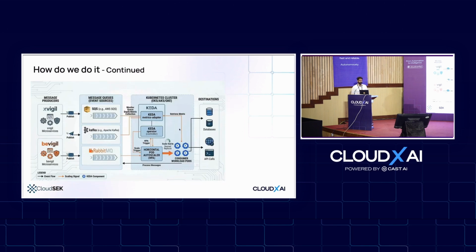So this is what we do on the architecture level, right? We have two products, XVigil and BVigil, and we use message queues like SQS, Kafka, and RabbitMQ. Let's say you have one message or you have 100 million messages. Based on the number of messages that come in, we use KEDA. KEDA is Kubernetes event-driven autoscaling, and that in turn scales our consumer pods. If there are no messages in SQS, there are no pods in Kubernetes. That saves cost. And if there are messages at any point of time, that increases the number of pods.